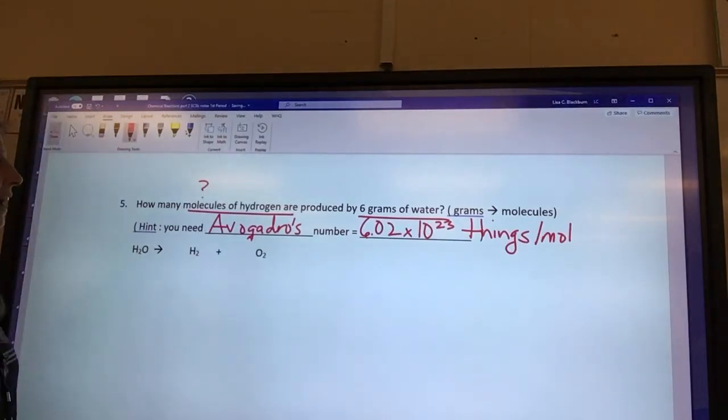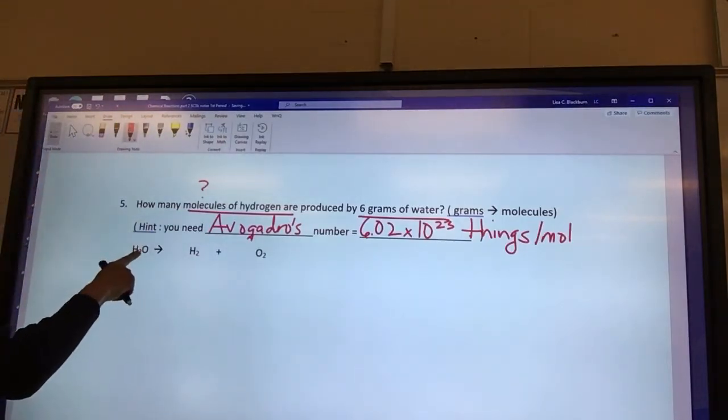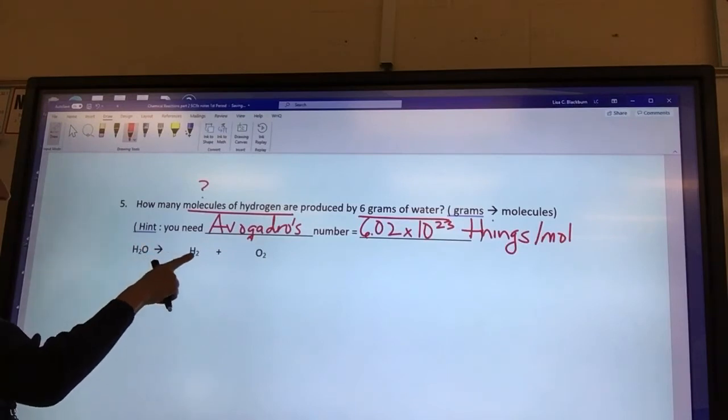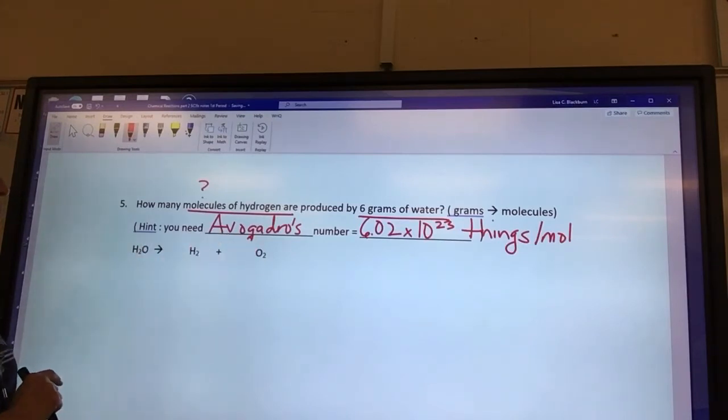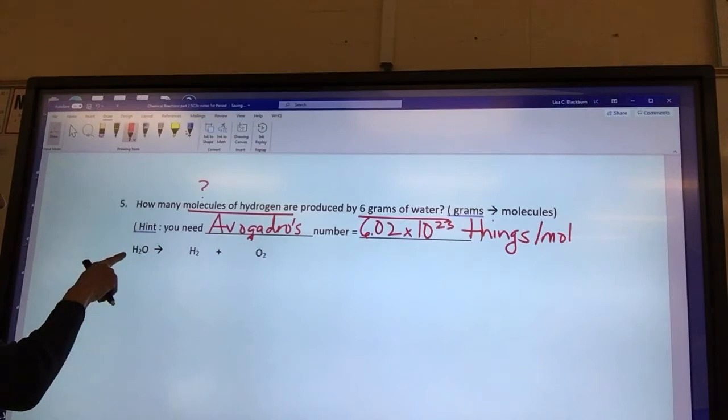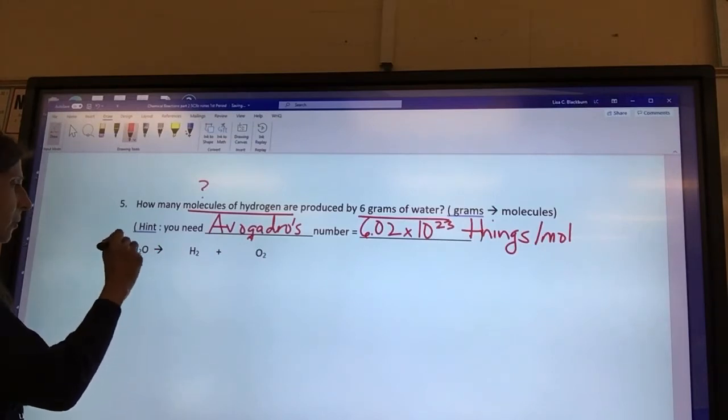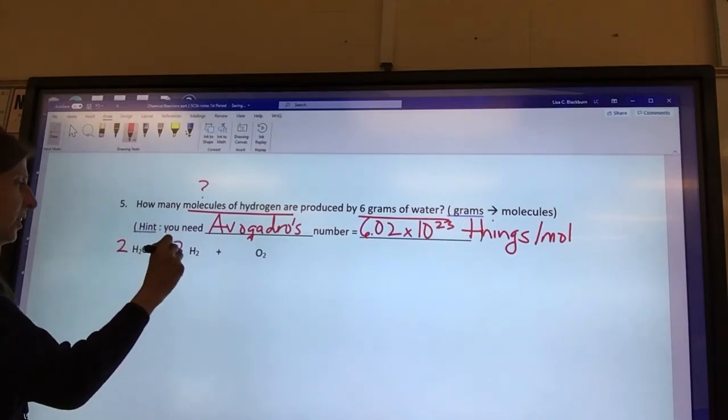Okay, so now what are we going to do? Check to see if it's balanced. Is it balanced? 2 hydrogens, 2 hydrogens, 1 hydrogen, 1 oxygen, 2 oxygens. What do I need over here? A 2. I need a 2. And what do I need there? A 2. Now it's balanced.